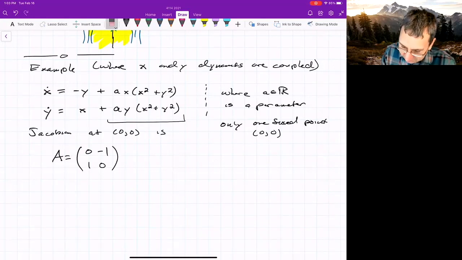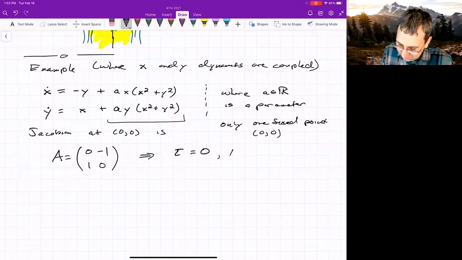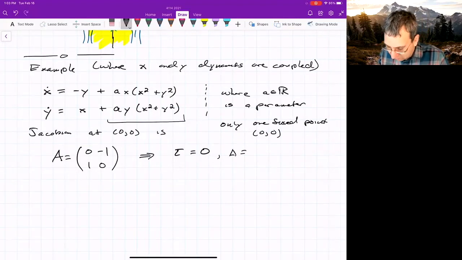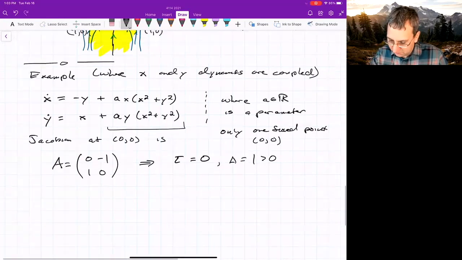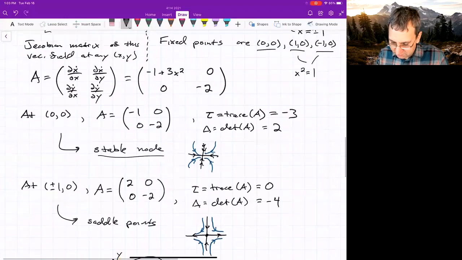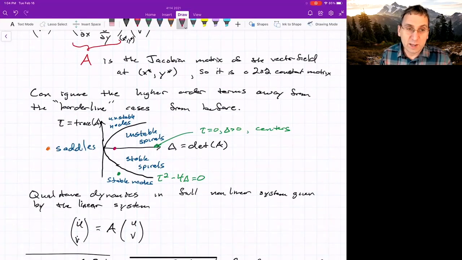So if we look at what it's got for the trace, it's zeros along the diagonal. So tau is 0. The determinant is 0 minus -1, so this is 1. So where are we? If we go back up here, we're in that center. This would say we have a center. Well, centers are a borderline case. Now we need to be careful.